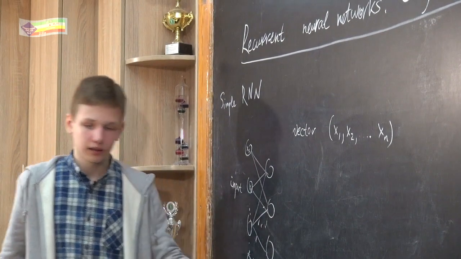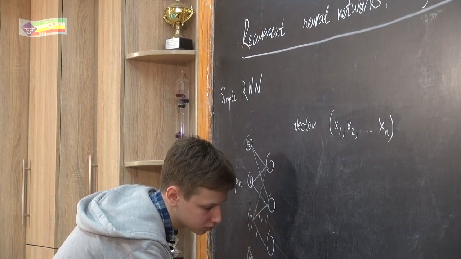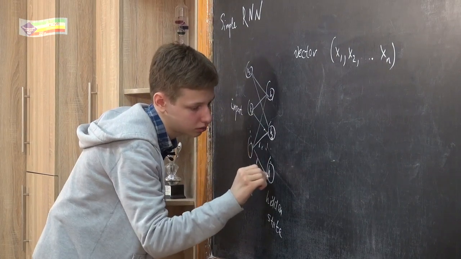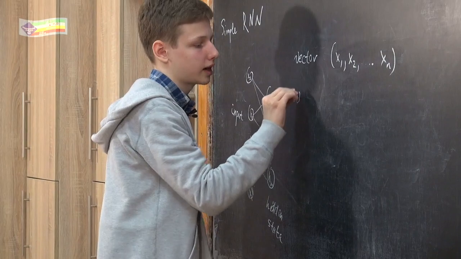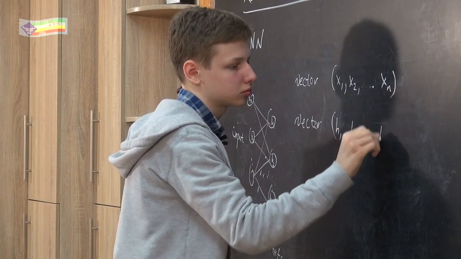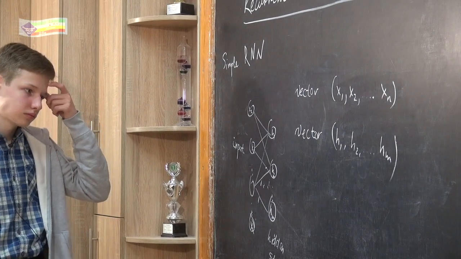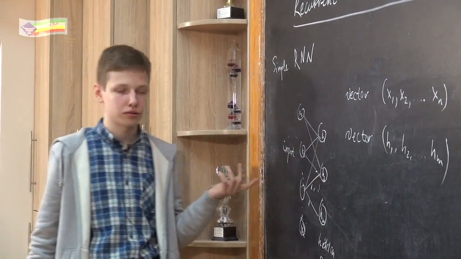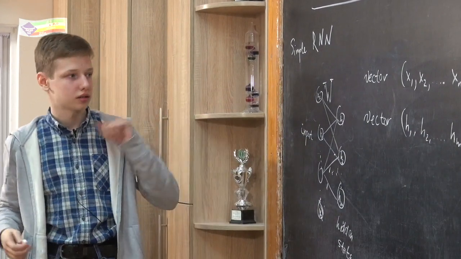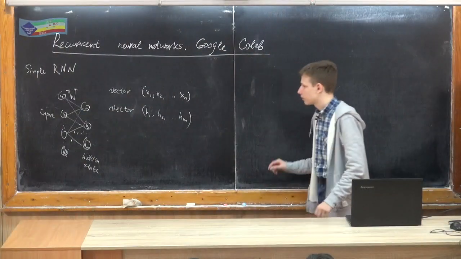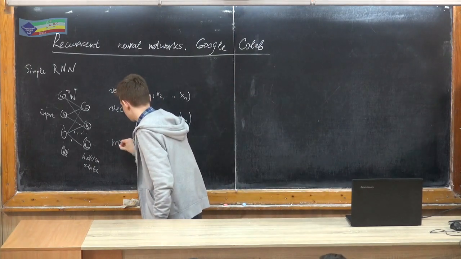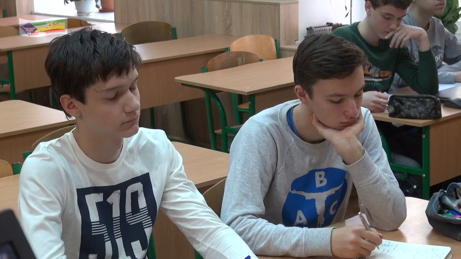And then we have a hidden state. Again we have h1, h2, dot, dot, dot, hm, and it's a vector too, a hidden vector. And of course, what defines a neural network and its behavior is a table of weights. We are going to denote it as big W. A table of weights is essentially just a matrix, and a matrix is a table of some values.